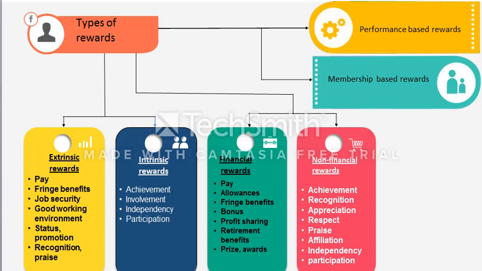Let's start with the first category, that is extrinsic and intrinsic rewards. Let's start with the first one, extrinsic rewards. Under this category, the first type of reward is pay. Pay means the remuneration that the employee is getting from the organization in return for their work.